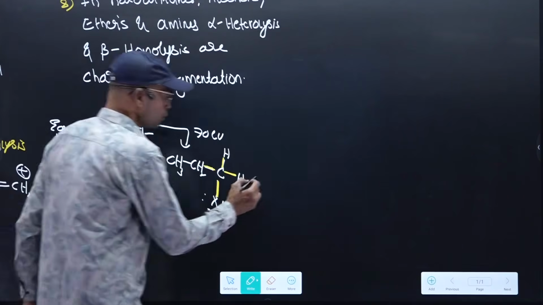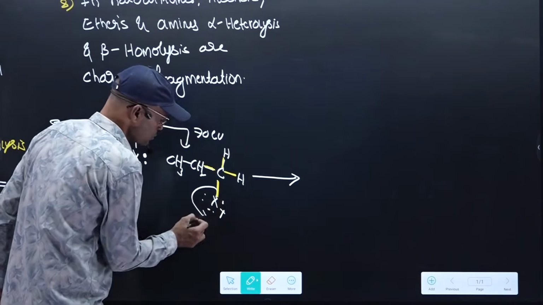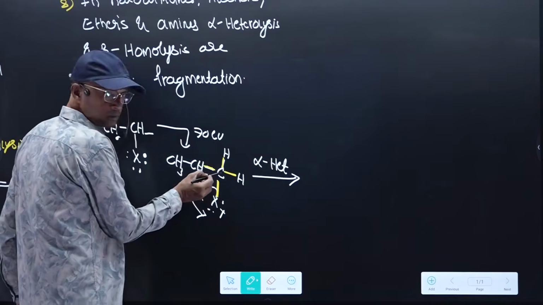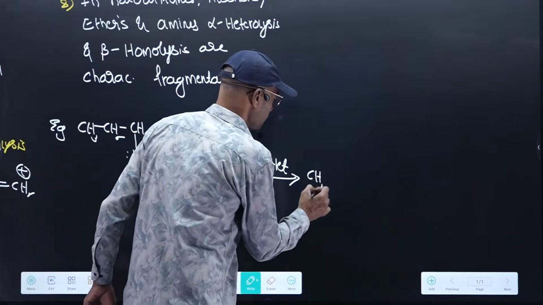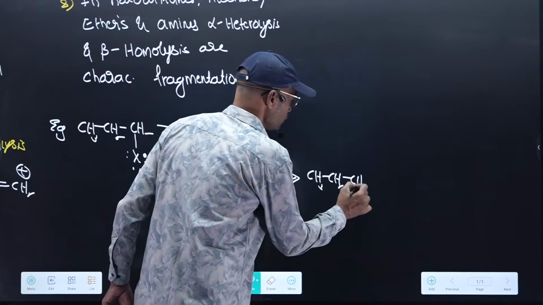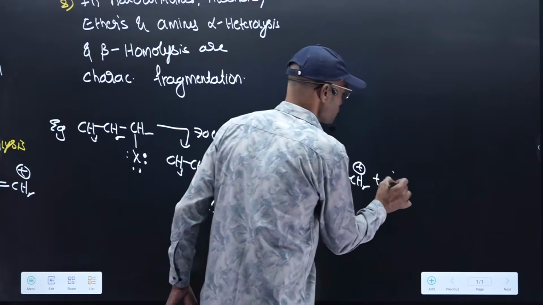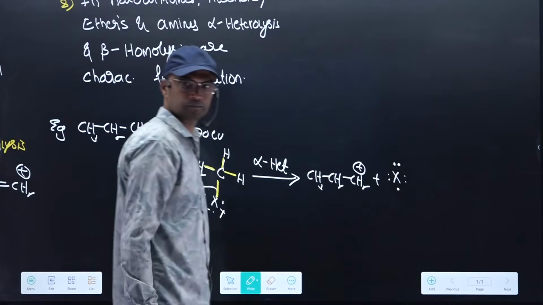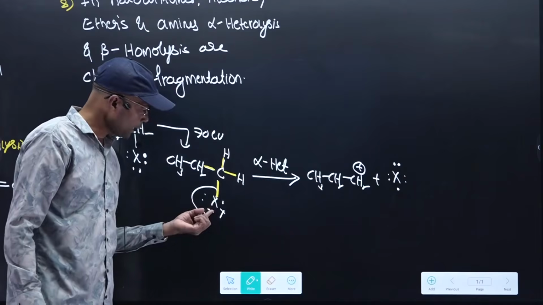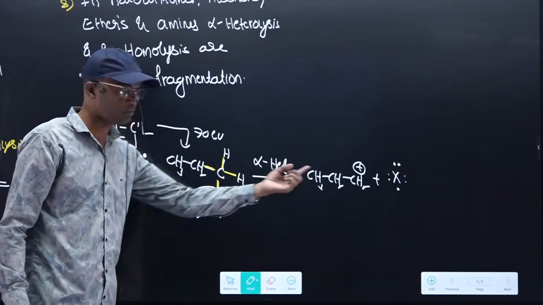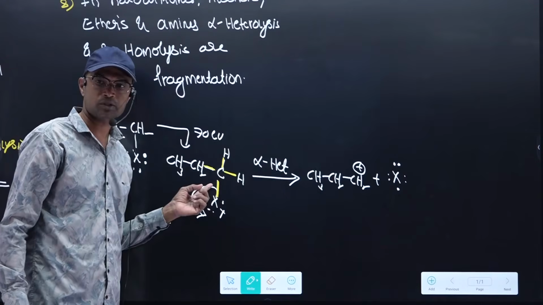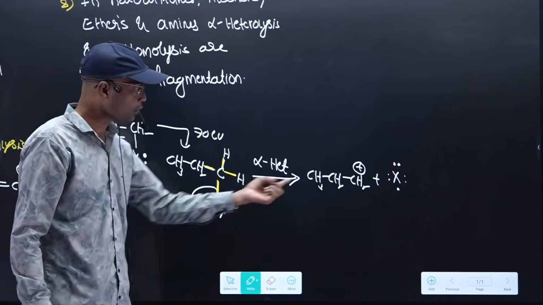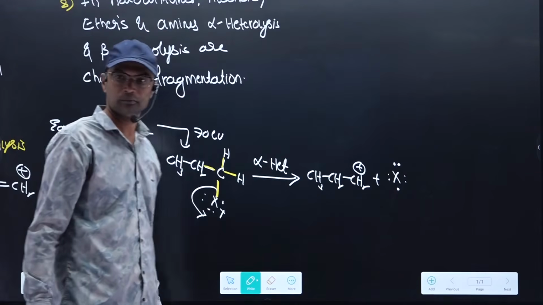Then what am I doing first? Alpha heterolysis. In alpha heterolysis, the charge here is positive. You can write CH3, CH2, CH2 plus. And the halogen is removed as a radical. The carbon bears a positive charge. This is a radical cation. Possible?